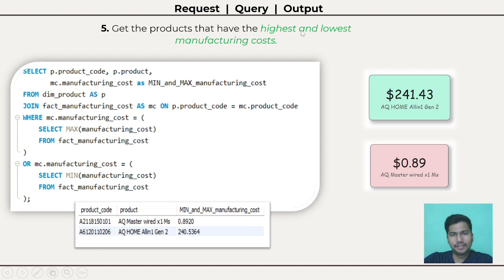Fifth request is to find the highest and lowest manufacturing costs. Here I used MIN and MAX functions and joined with the different table, and this is the result which I got. The highest manufacturing cost was of AQ Home All-in-One, which was $241, whereas the lowest was AQ Master Wired, which cost $0.89.